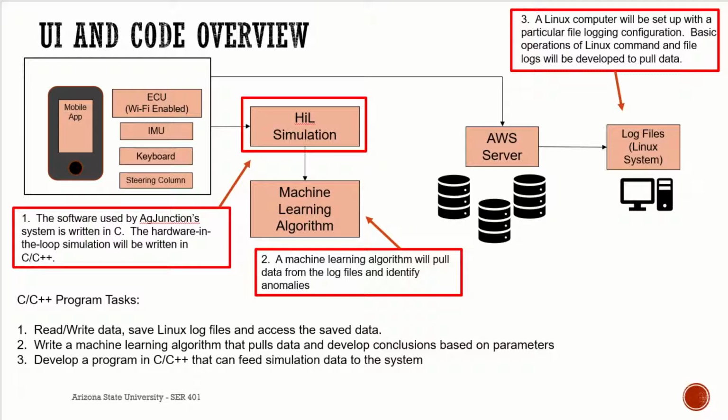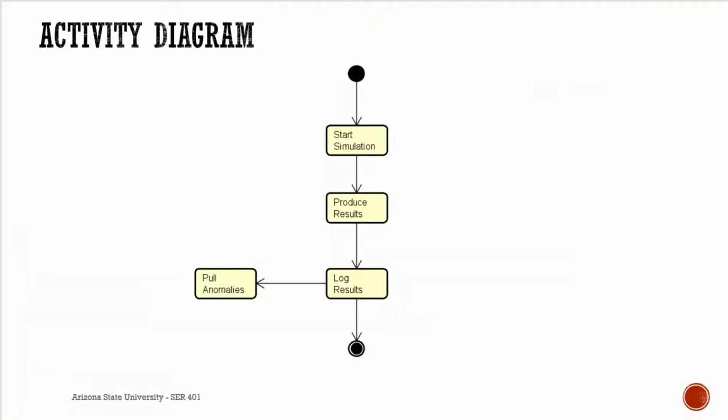And next, moving over to the activity diagram. This is just a basic overview of how we see the system working. So the simulation starts, and we are then feeding data using our hardware in the loop simulation written in C++ to AgJunction's program. Results are produced and then logged into a Linux system, and the machine learning algorithm will pull the anomalies from those log files.